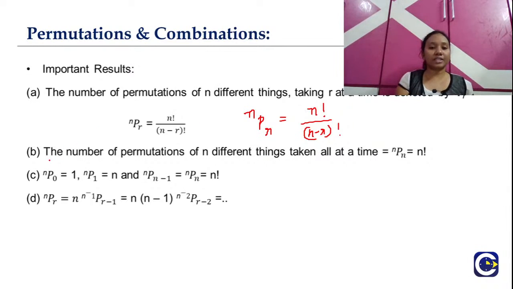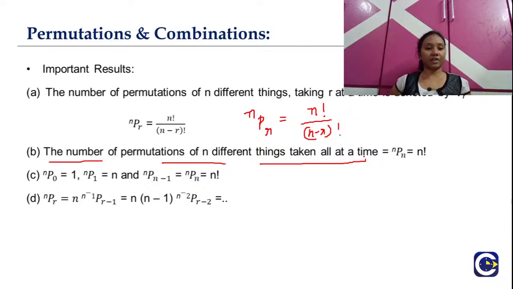The second point is nPn, that is the number of permutations of n different things taken all at a time. If we have n different things and we have taken all at a time, that means all the n different things have been taken here. That means nPn. So what is our nPn expansion? We have already seen nPn is nothing but equal to n factorial. And here we have a few more results, that is nP0. So nP0 is nothing but directly equal to 1.